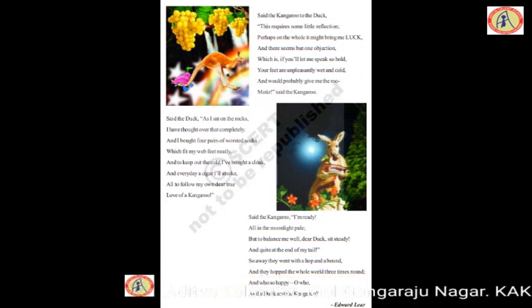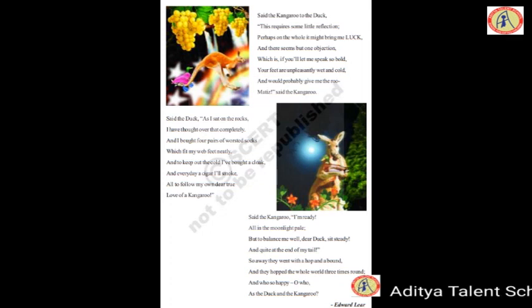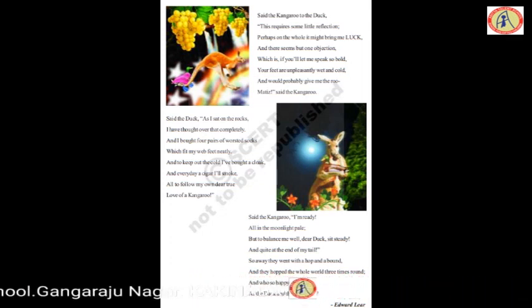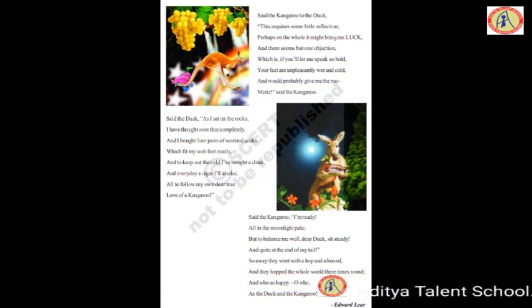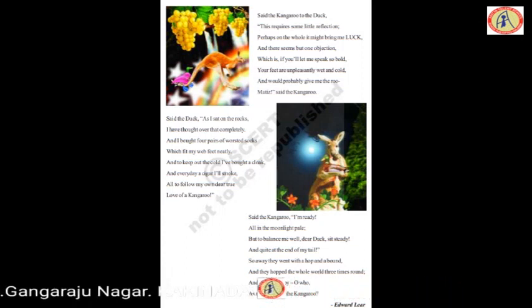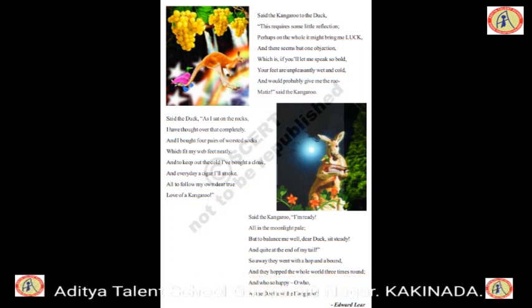So I'm ready, okay. Come on, let us move. All in the moonlight they started. But to balance myself, you sit steady, straight and perfect without moving. Where? End of my tail. You sit there and they hopped. Immediately the kangaroo took off. They jumped the whole world. How many times? 3 times round. And who's so happy?